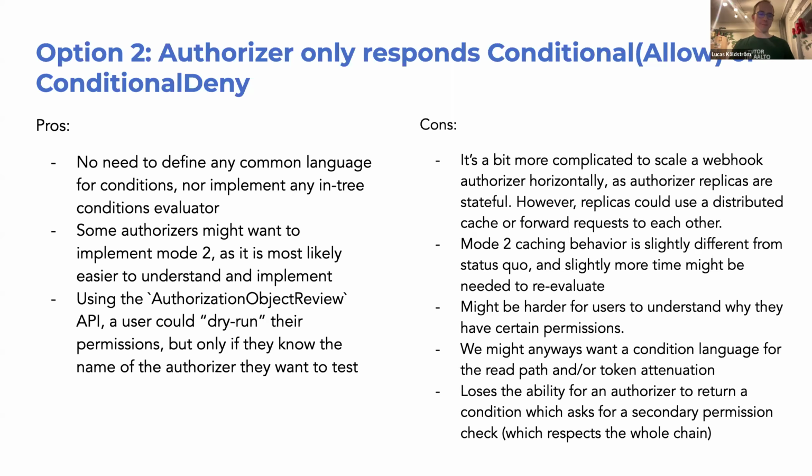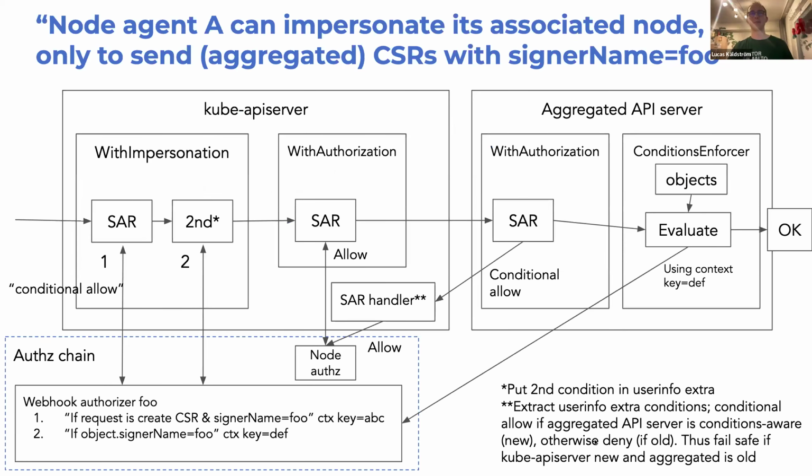Hey, Lucas, can you go back to the end of that diagram real fast? Yes. I thought you said that the aggregated API server could be old, so how would it have a conditions enforcer?